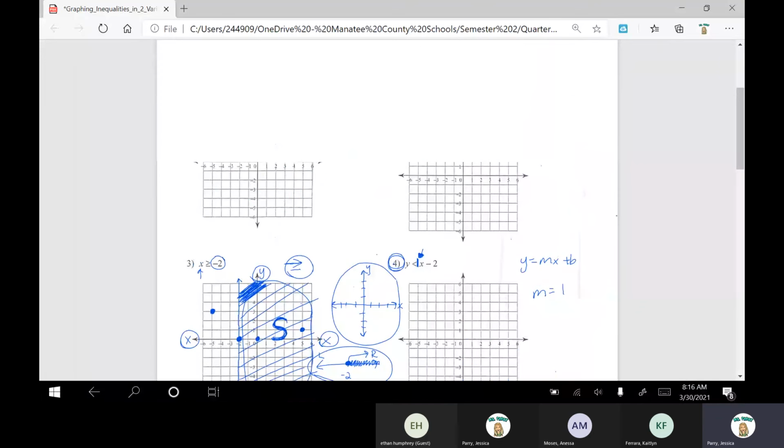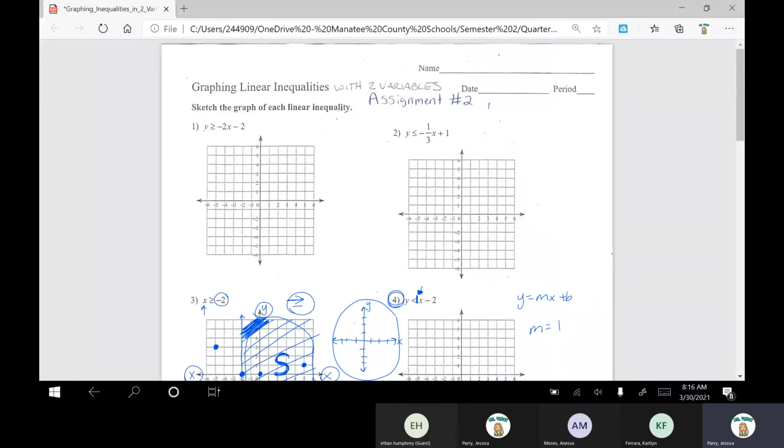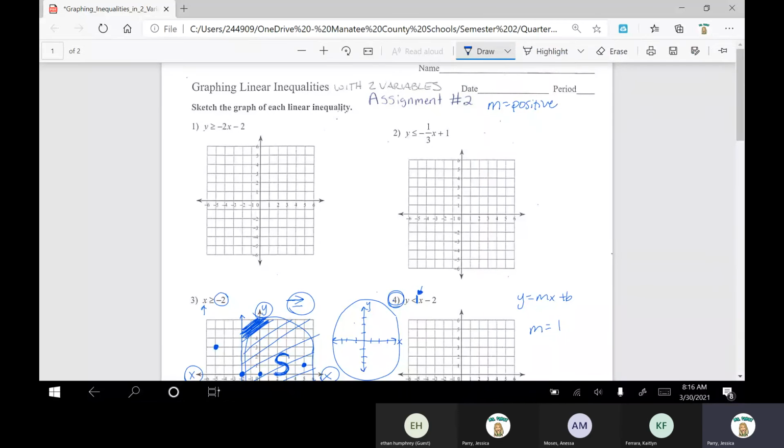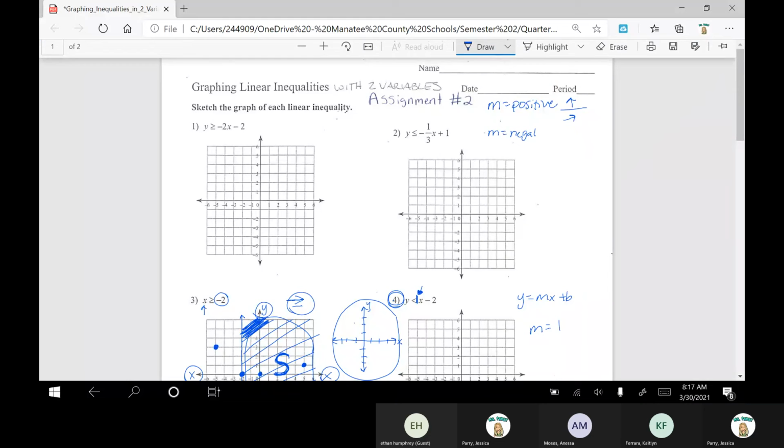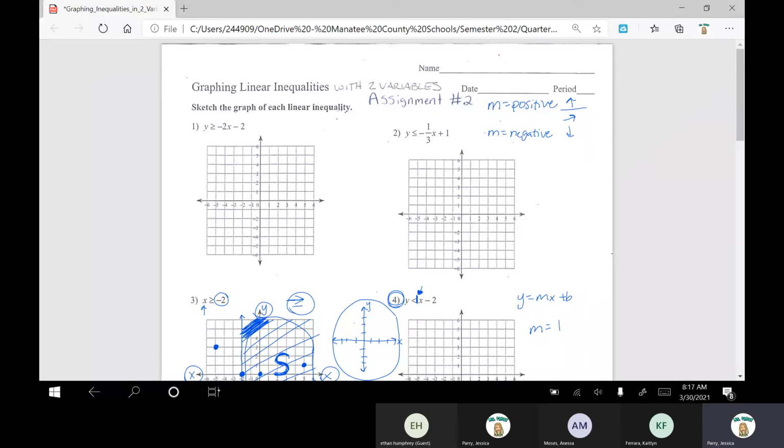Okay, and I'll do one last thing here. If your M is positive, you're going to go up and to the right. If M is negative, you'll go down and to the right.